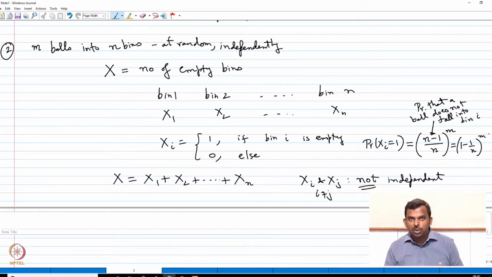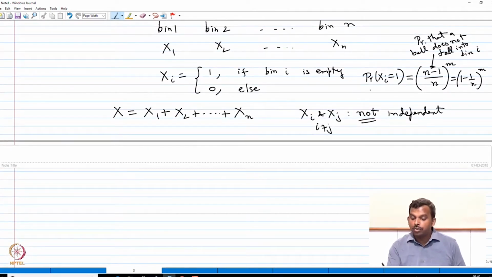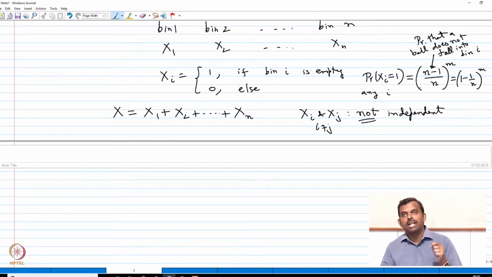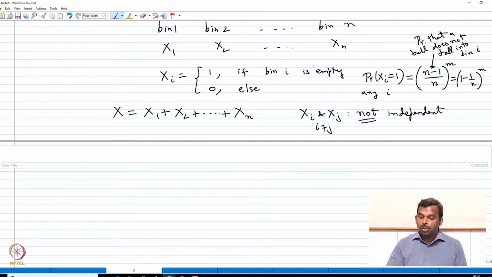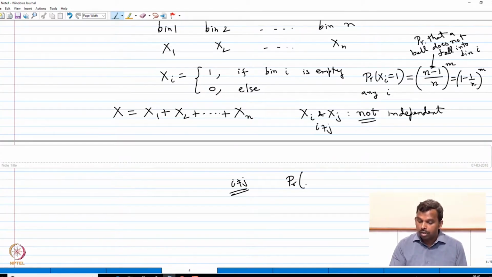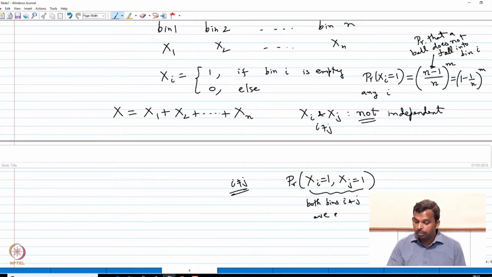Okay, so hopefully you understood how that works. And so this is the same for any bin, for any i, this is true. So the probability that xi is 1 is 1 minus 1 by n to the power m. The probability that xj is 1 is also 1 minus 1 by n to the power m. Okay, so it turns out one can also find other probabilities. So for instance, for i not equal to j, what's the probability that xi is 1 and xj is 1? Okay, so what does this tell you? Both bins i and j are empty.